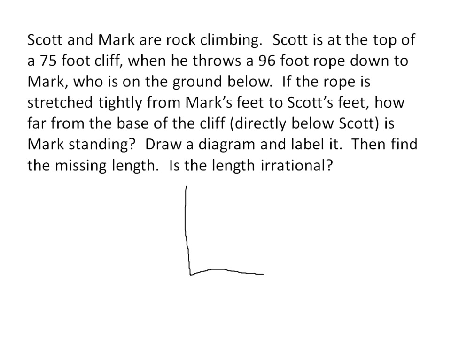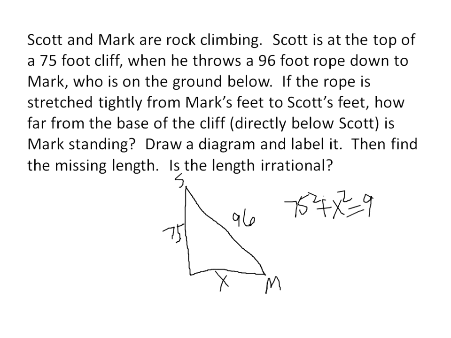So most of you did a great job with this in terms of the picture. You figured out that there's the cliff, there's the distance, down here is Mark, up here is Scott, and here's the rope between them. You said the rope is 96 feet, so you labeled that. Scott is 75 feet up. And then you said X, and most of you automatically went to 75 squared plus X squared, or you could write X squared plus 75 squared, either way, equals 96 squared.